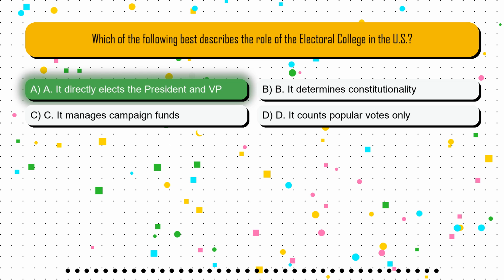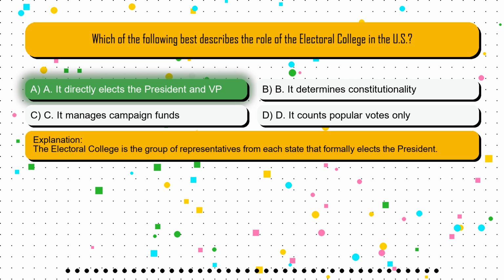The correct answer is option A. It directly elects the president and VP. The Electoral College is the group of representatives from each state that formally elects the president.